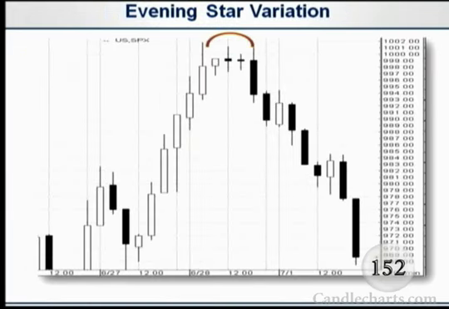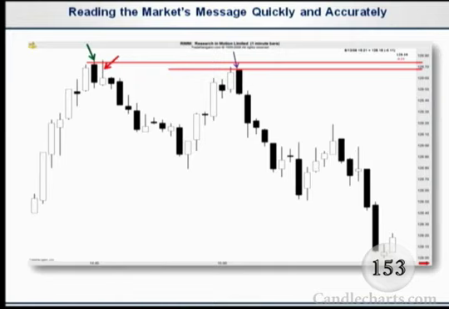Okay, here we have a variation of the evening star. If you remember, we saw the variation on the morning star before. Black real body, series of small real bodies, and then a white candle, kind of a rounding bottom. Same thing here. The rally is faltering. So we have a white real body, a series of small real bodies not touching, or it's fine if slightly inside the white candle, and then this black real body over here. Reading the market's message quickly and accurately. That's what the candles are all about.